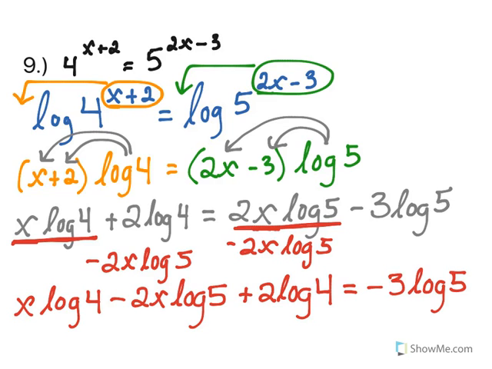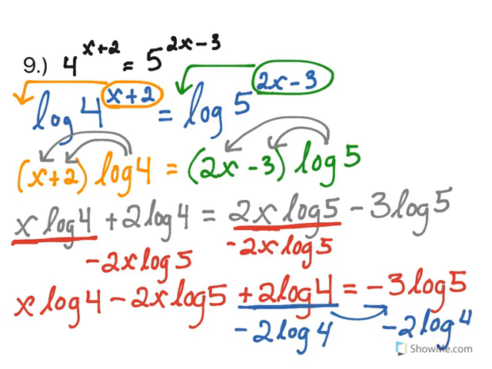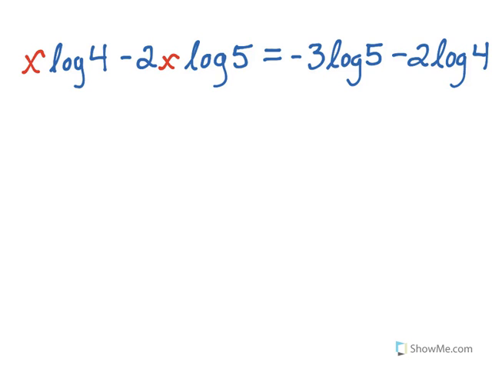Okay. And now the next thing we want to do is get rid of this term right here. We want that on the other side of the equation. We want to move that over there. So we're going to subtract 2 log 4 from both sides. Okay. Make sure you have that written down, so I'm going to move on to the next slide to do this next part. Okay, so now we're here.